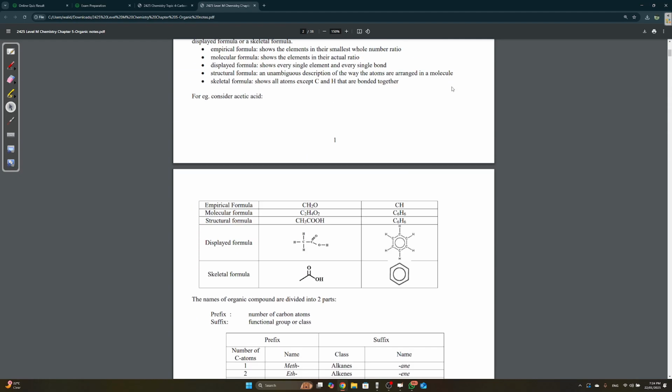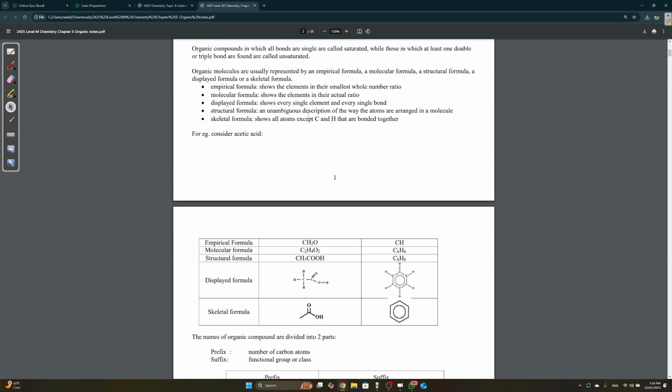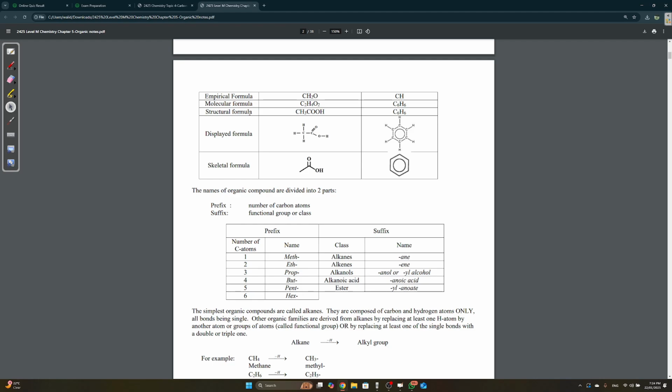Okay, you need to know that when you write formulas, you can have the empirical formula, the simplest formula, and the molecular formula, right? What's new now is the structural formula, which is how the atoms are arranged. The structural formula is basically how it looks, but without writing the bonds. The displayed formula is you actually drawing it, and then there's what we call the skeletal formula.